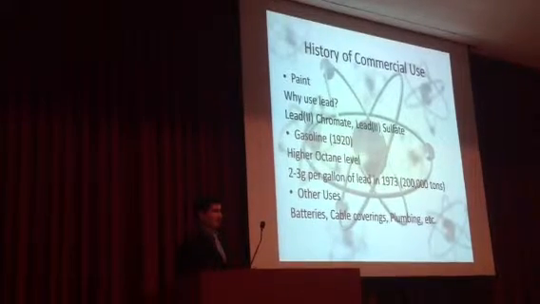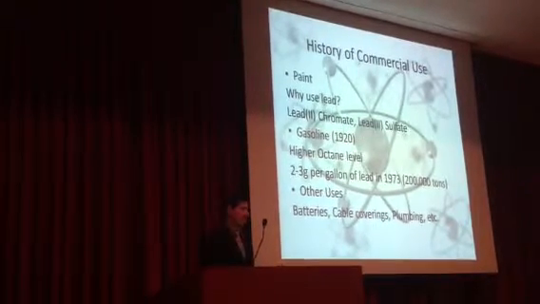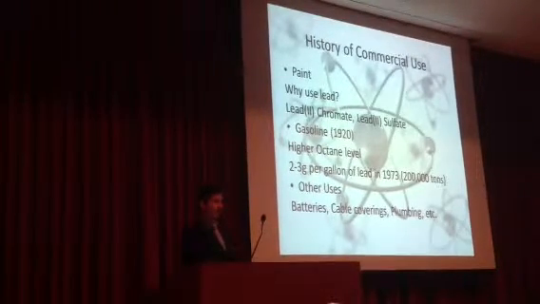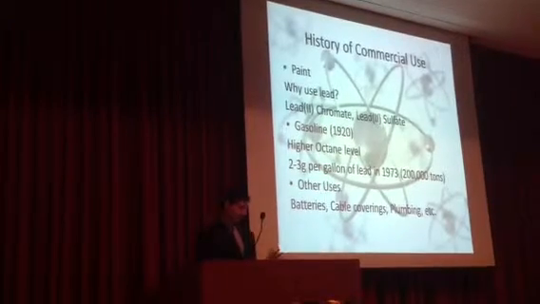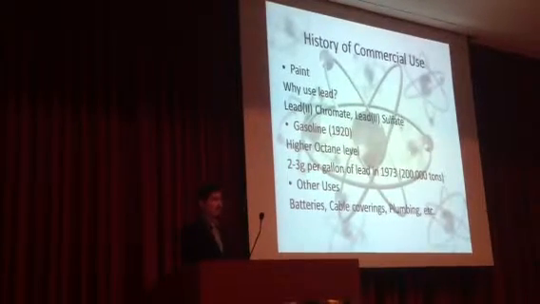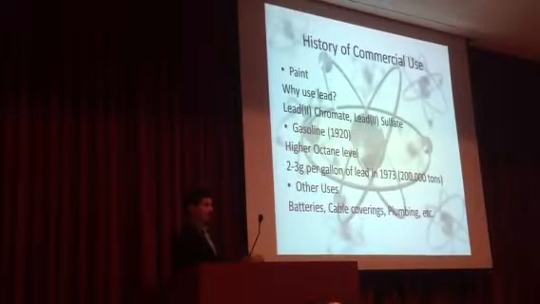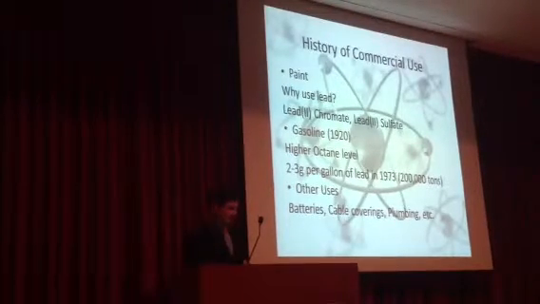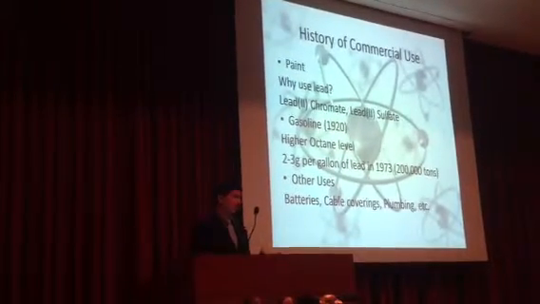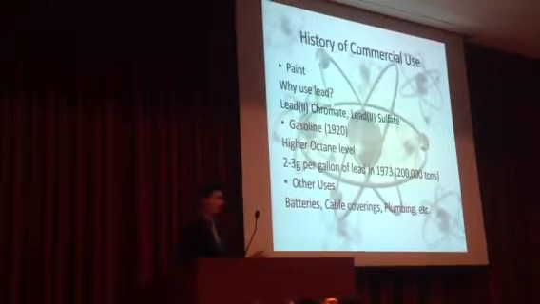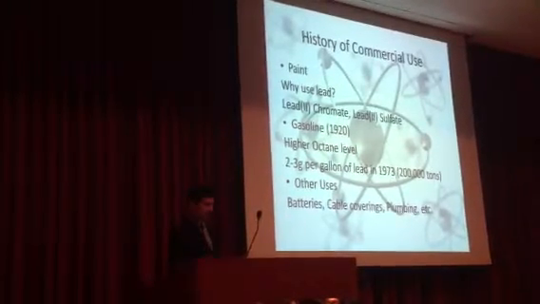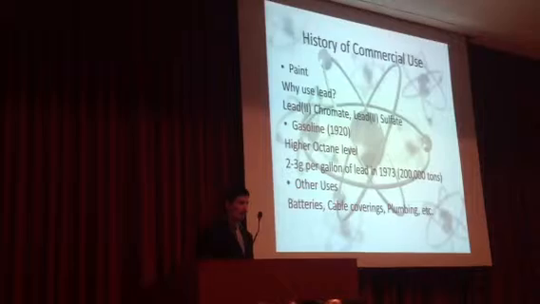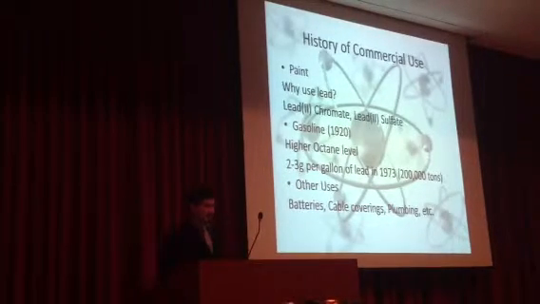And then gasoline is another, since the fuel was used so frequently in the early 1900s, they would actually use lead to increase the octane level. And around 1973, it was shown that 2 to 3 grams per gallon were used, equating to around 200,000 tons of lead a year. So this could be a potential cause for any form of air pollution, water pollution, or soil pollution, which is particularly what we're looking at. Other uses include batteries, cable coverings, and plumbing, just basic commercial uses.